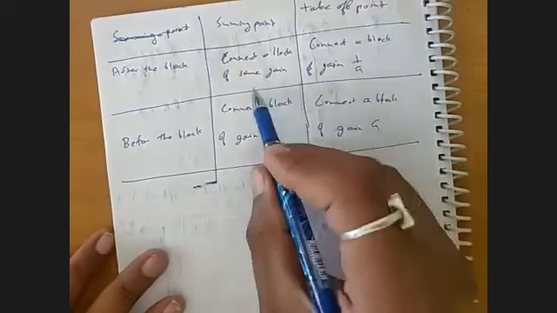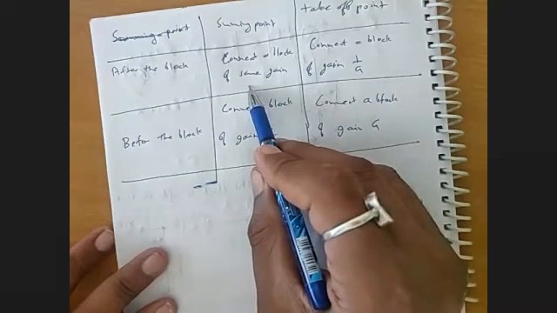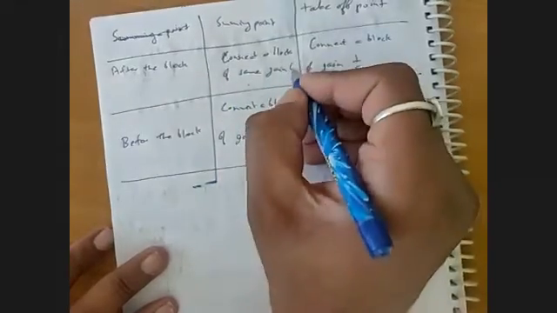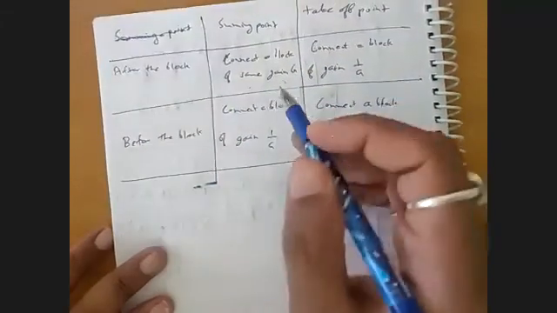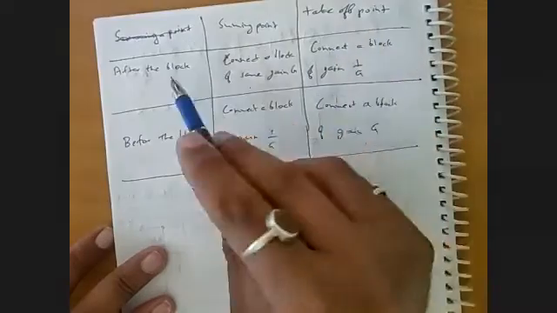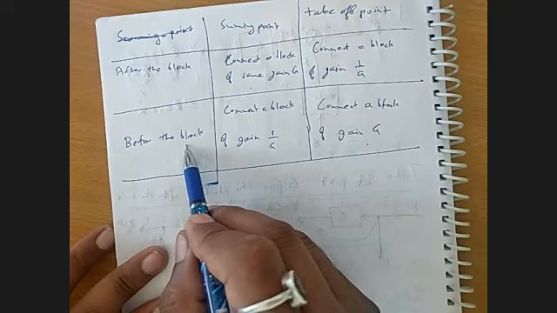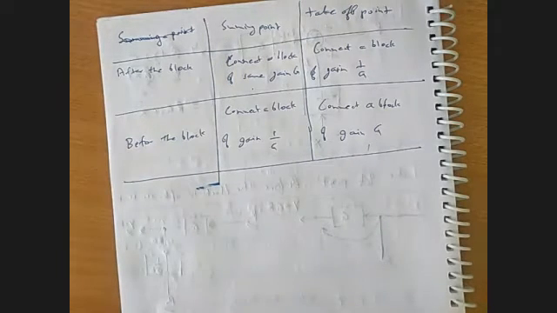So whenever we are shifting a summing point after the block, and a takeoff point before the block, it will be the same. We will connect a block of the same gain, that is of gain G. And whenever we are taking a takeoff point after the block, the behavior is the same as taking a summing point before the block. So these are the basic functions whenever we are moving a summing point or takeoff point after the block or before the block.